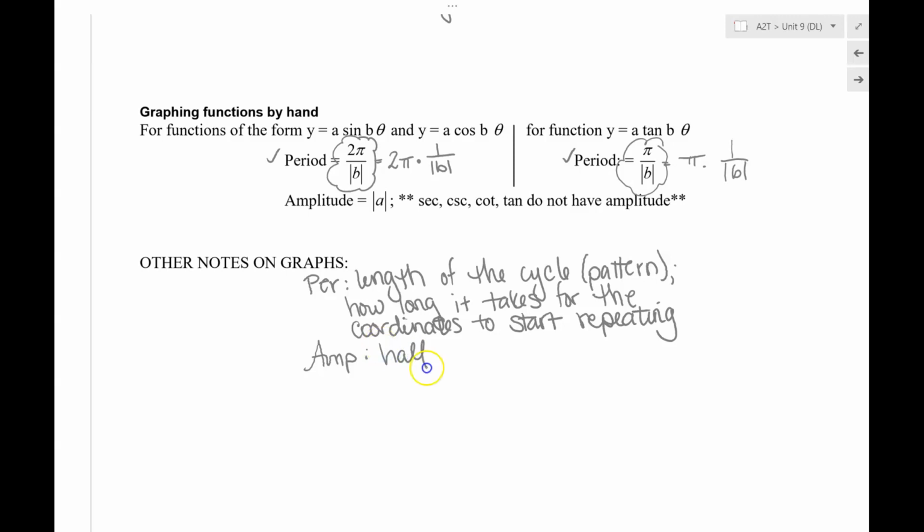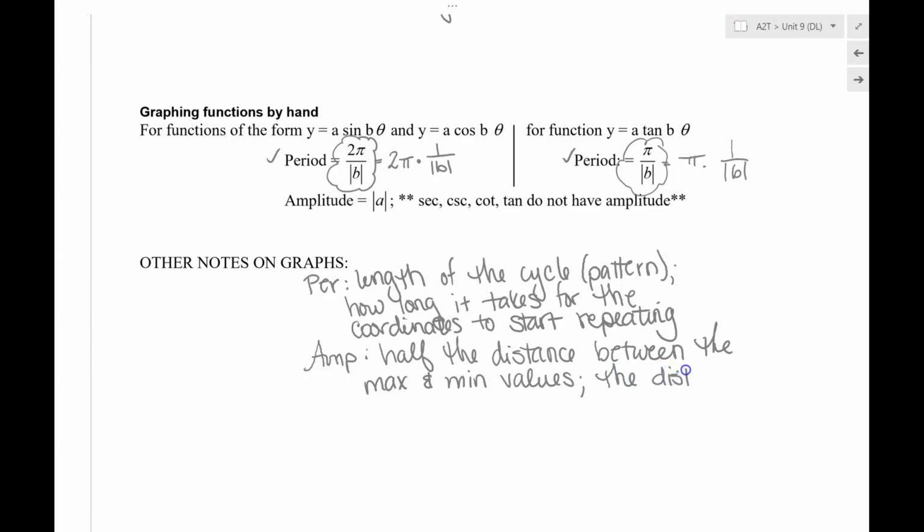Okay, first is half the distance between the maximum and the minimum values. Okay, so half the distance between the minimum and the maximum values, or, well, and it can be described as the distance from the midline. And we'll talk about all of that good stuff. From the midline to the max or minimum value.